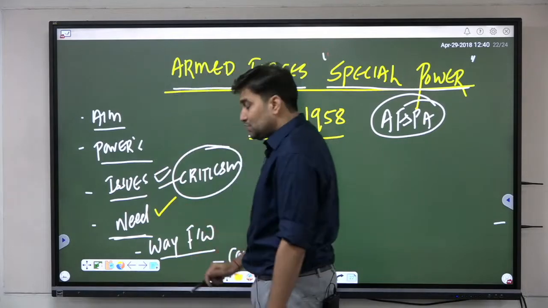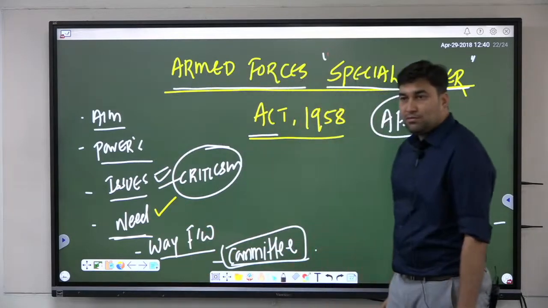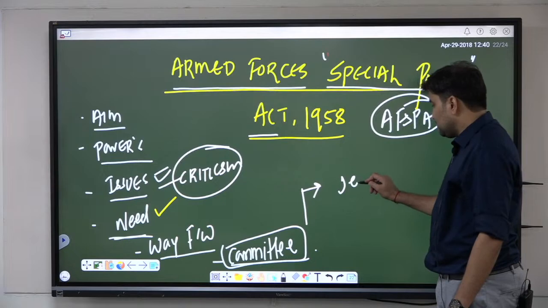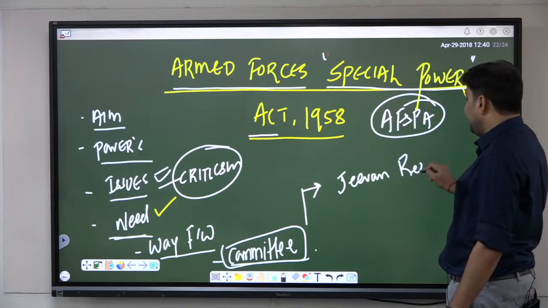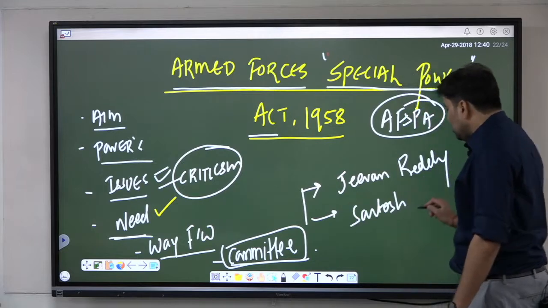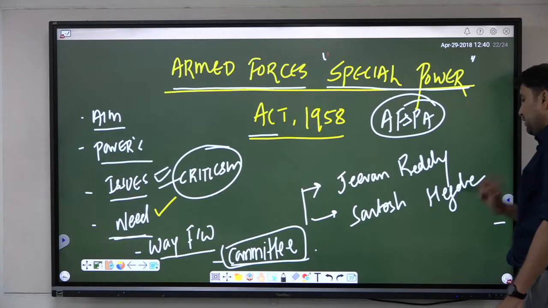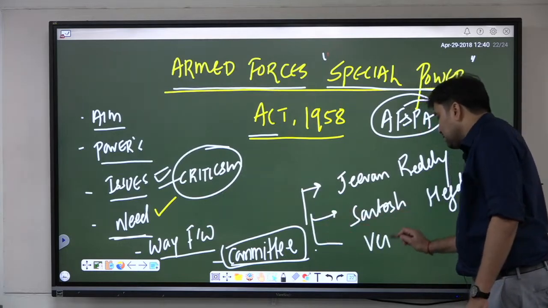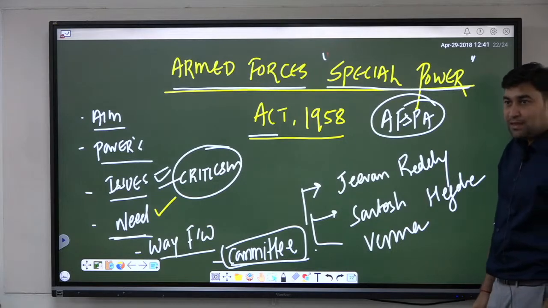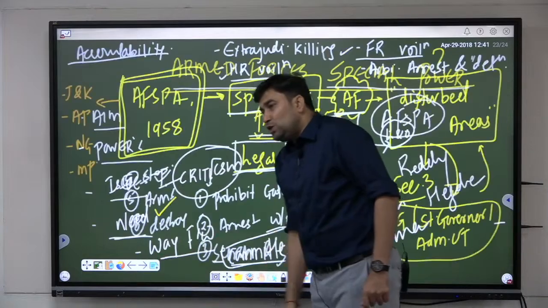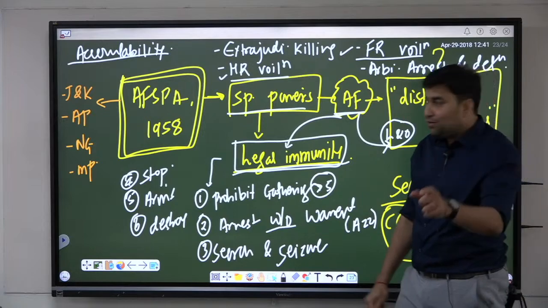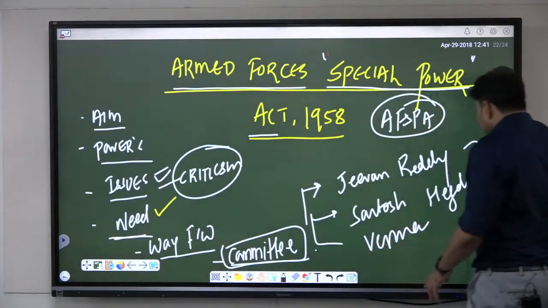Now, to study this, multiple committees were set up. Example, the BP Jeevan Reddy Committee. Second, the Justice Santosh Hegde Committee, right? The Justice Verma Committee. All these committees were set up. And what they found, do you know? In PILs, they found that out of the total number of encounters and killings, most of them were extrajudicial. That is why most of them have criticized this act.